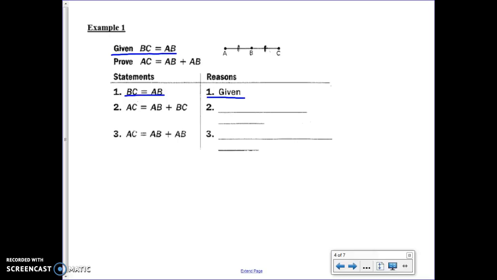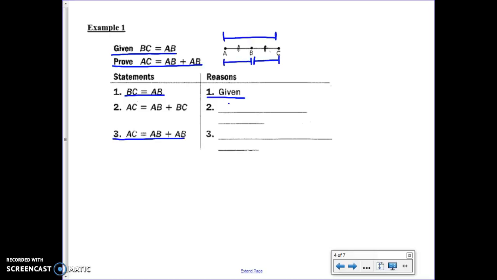You'll notice the very last statement that we have is our prove statement. So all of those pieces were taken from the beginning. They weren't things that you would need to come up with. And that will always be true. So then this second statement, AC equals AB plus BC, is one that we would have come up with, but being nice here on this first example and helping you out.